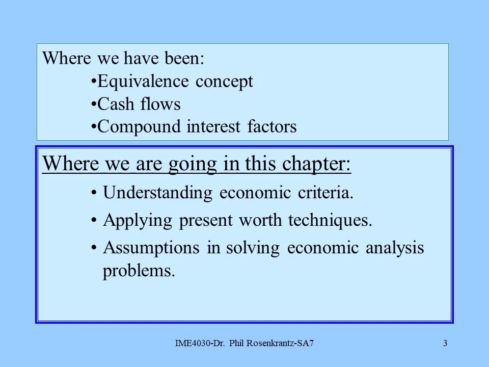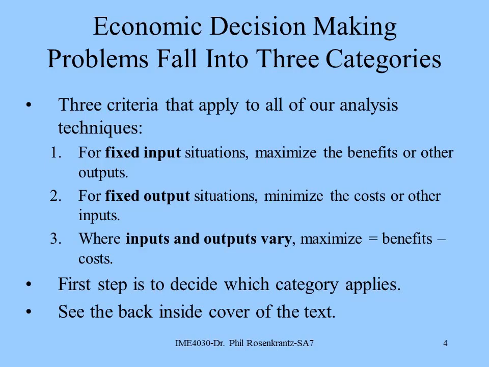So go to slide number 4, and we're going to start talking about the decision-making criteria. There's 3 criteria that you'll find we're concerned with throughout this whole course. One is for fixed input situations, where our goal is to maximize benefits or other outputs. The second is fixed output situations. When we have a fixed output situation, our goal is to minimize our costs or other inputs. And third, when we have inputs and outputs that vary, our goal is to maximize the benefits minus the costs. And you'll see how that's interpreted in each chapter.